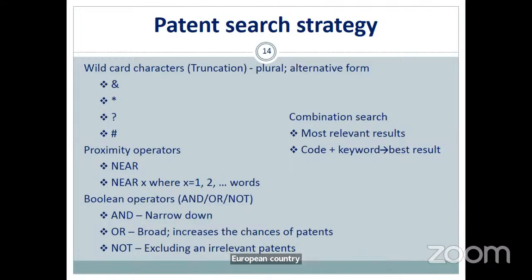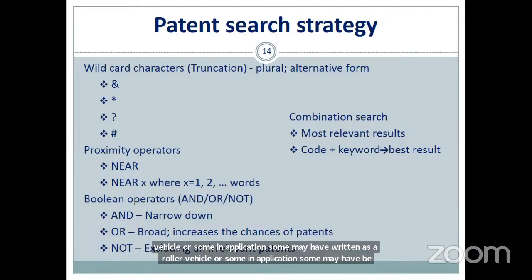And the proximity operator, near. Suppose you are looking for a solar vehicle, and you are going for a search with solar vehicle. Some may have written it as a solar vehicle, or in some applications, it may be written as a vehicle used with a solar panel. So vehicle is different, solar is different, but somehow the meaning is the same. But these are separated with words in between.